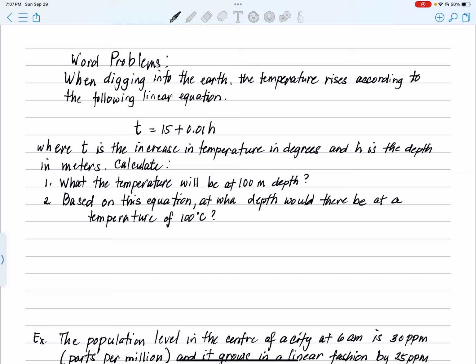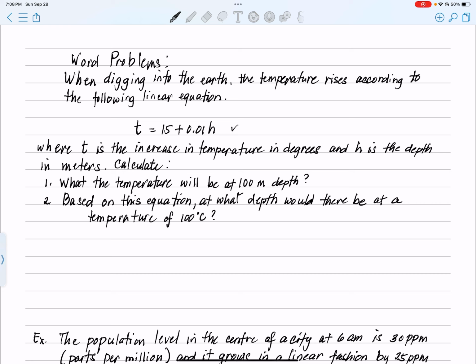Let's do this. When digging into the earth, the temperature rises according to the following linear equation, where T equals 15 plus 0.01 H, where T is the increase in temperature in degrees and H is the depth in meters. Calculate: 1. What temperature will be at 100 meters depth? 2. Based on this equation, at what depth would there be a temperature of 100 degrees centigrade?